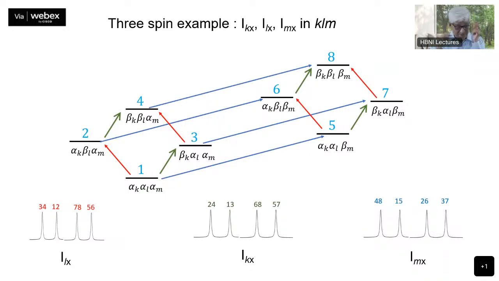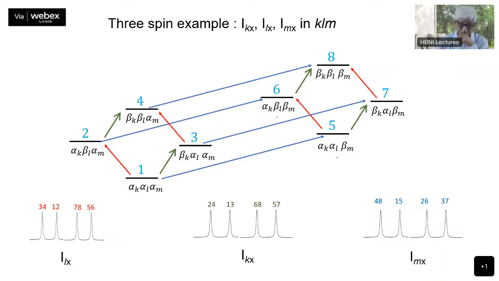So you have here K spin, M spin, and L spin. And the energy levels are described here: 1, 2, 3, 4, 5, 6, 7, 8. Now the transitions, the red ones, correspond to one spin. And what is that spin? That spin is the L spin, because the L spin is flipping, alpha L to beta L, and the other two remain the same.